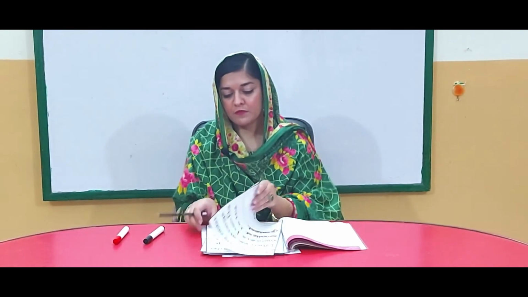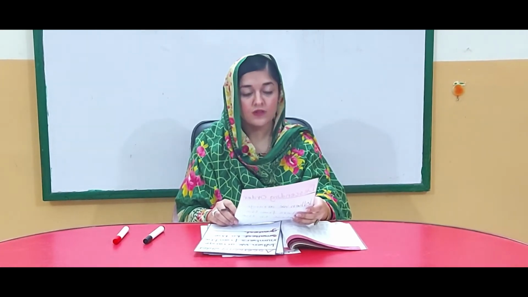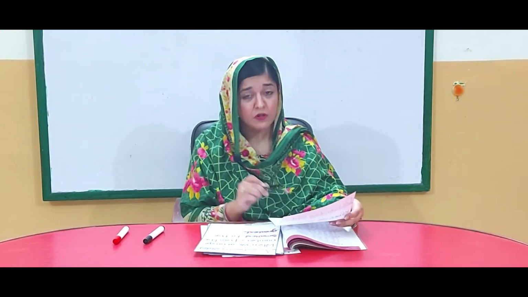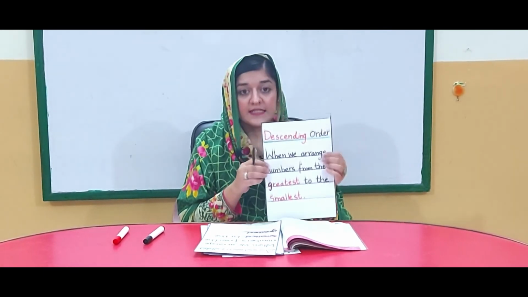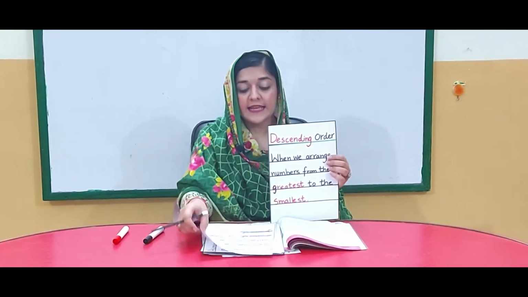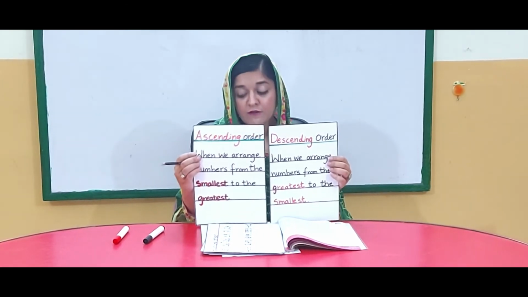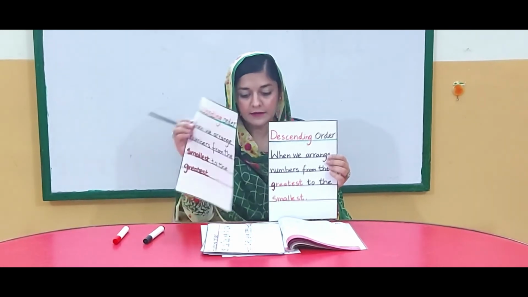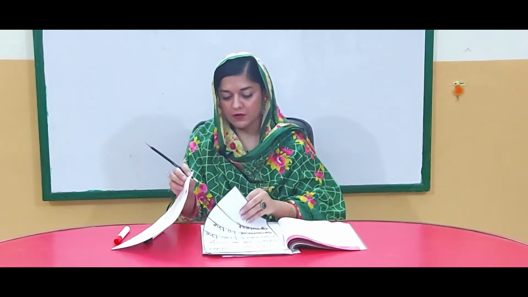And if we are arranging the numbers from greatest to smallest, or from a higher number to a lower number, it is called descending order. In descending order, we move from higher to lower, and in ascending order, we move from smaller to higher numbers. Clear? Now let's check some examples of ascending order and descending order.